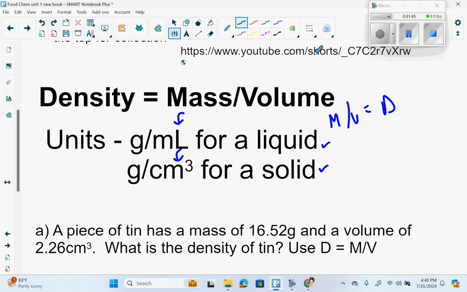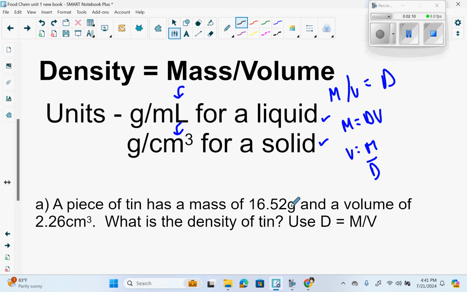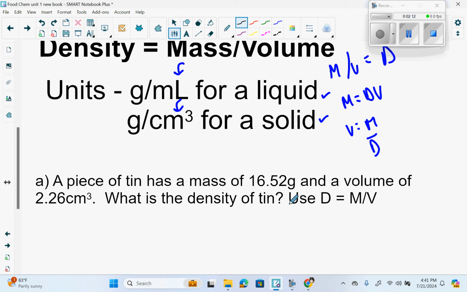All right, you can also rearrange density. You don't actually have to do that by yourself, but just letting you know you can solve for mass, and you can also solve for volume. So you can use density to figure out other things. So if you want mass, it's D times V. And if you want volume, it's M over D. You don't have to memorize that. I will provide that to you, but I just wanted you to be aware of that before you saw me figure out these problems right here. So I have an example of each. So let's check it out here.